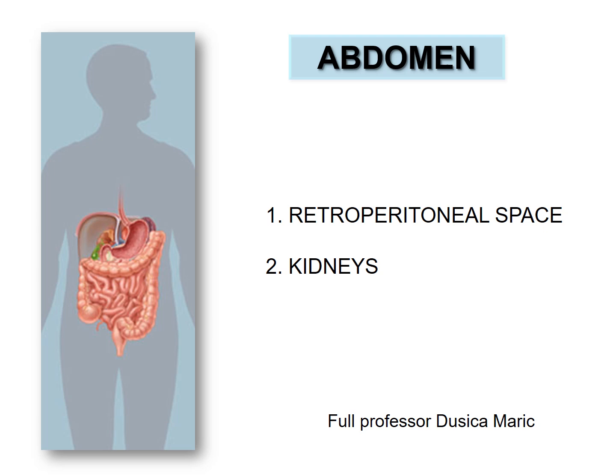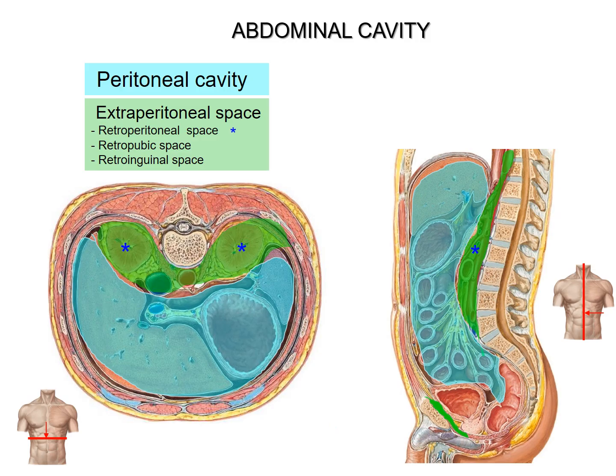Dear students, now we have to learn retroperitoneal space and kidneys. Abdominal cavity consists of peritoneal cavity and extraperitoneal space. Parts of the extraperitoneal space are retroperitoneal space, retropubic space, and retroinguinal space.